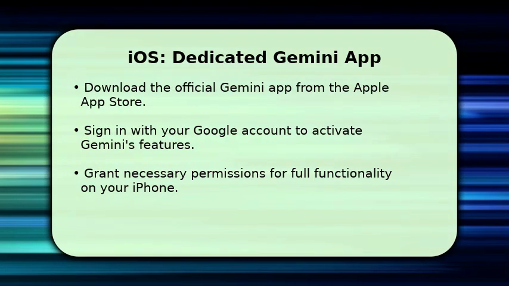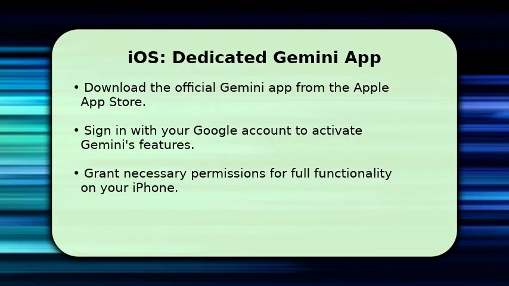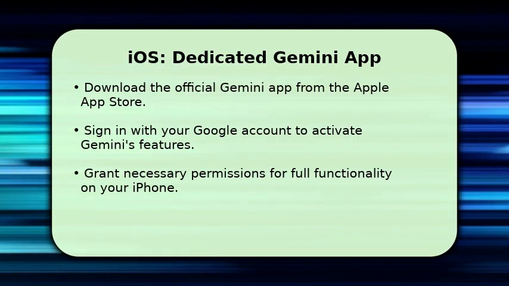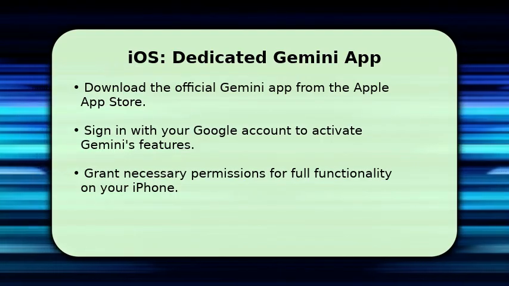If you are an iOS user, you will access Gemini through its dedicated application. Begin by downloading the official Gemini app directly from the Apple App Store. Once installed, open the app and sign in using your Google account credentials. This step is crucial for activating all of Gemini's powerful features. You will then be prompted to grant necessary permissions, such as access to your microphone or notifications, to ensure full functionality on your iPhone. The entire setup should take about 3 minutes.